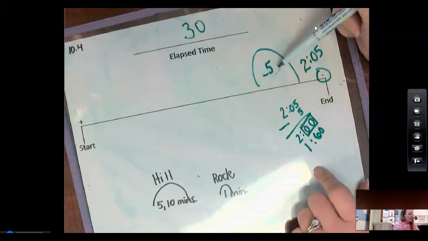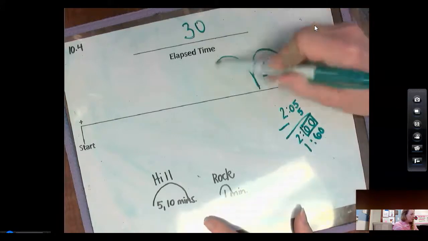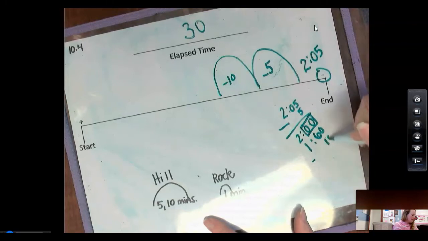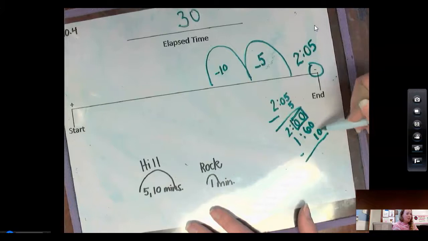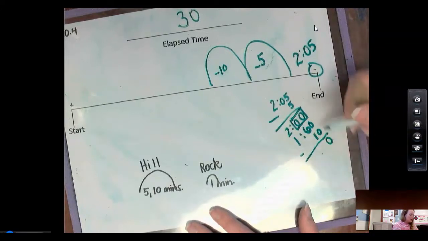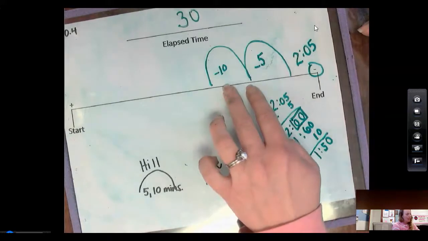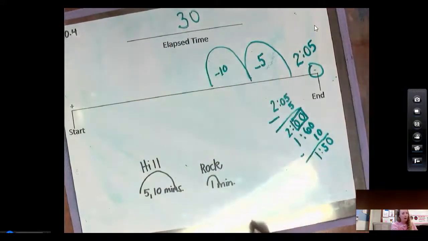I'm only at 5 minutes, and I need to go 30 minutes. So I'm going to do another hill of 10. All right, so I'm going to minus 10. 0 minus 0 is 0. 6 minus 1 is 5. Drop your 1. I'm at 150. Let's check our times again. I'm at 15, and I need to be at 30. So I'm not close yet.